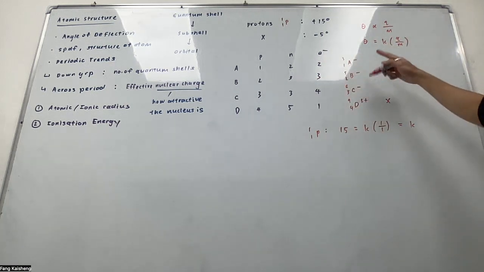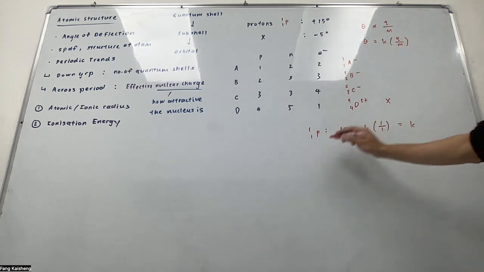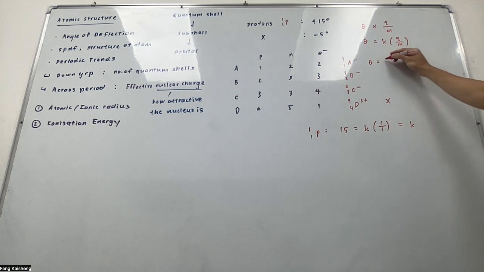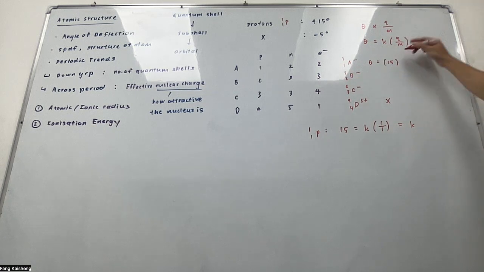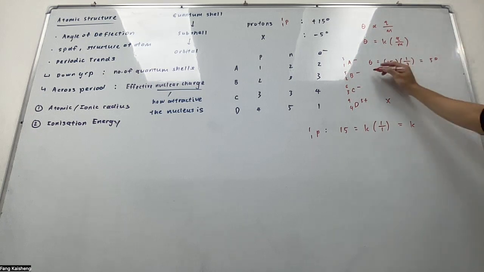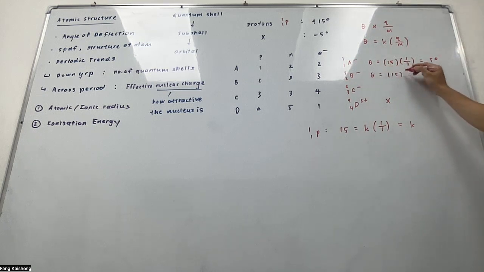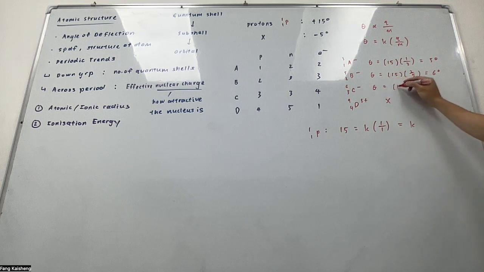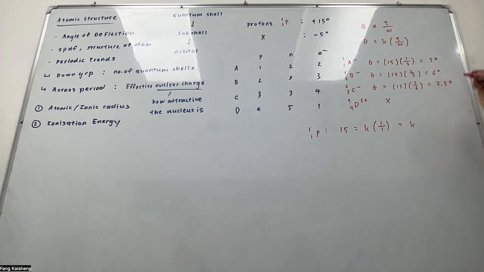And then you just repeat this. For the sake of the recording, for A, the angle of deflection we don't know, but K is 15. What's the charge? -1, so it's just 1. What's the mass? 3. So this is 5 degrees. B, you do the same thing. 15 is over what? 2 over 5. So you get 6 degrees. This one, that one, 3 over 6, which is 7.5 degrees. You can calculate it for everything.